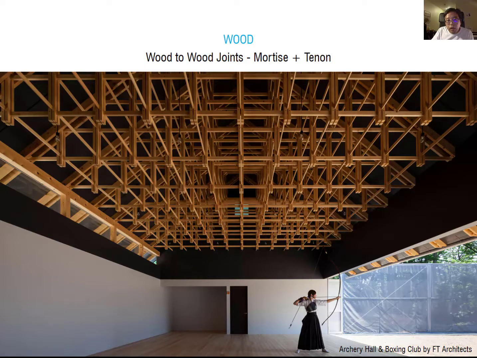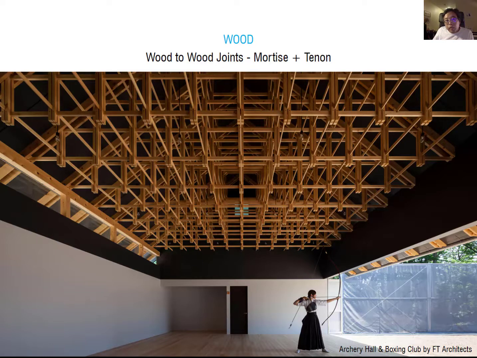It is designed by FT Architect. It is an archery and boxing club in Japan. The roof structure uses the traditional Japanese timber joint connection. It doesn't have any glue, so they use this exposed structure as the aesthetic manner.